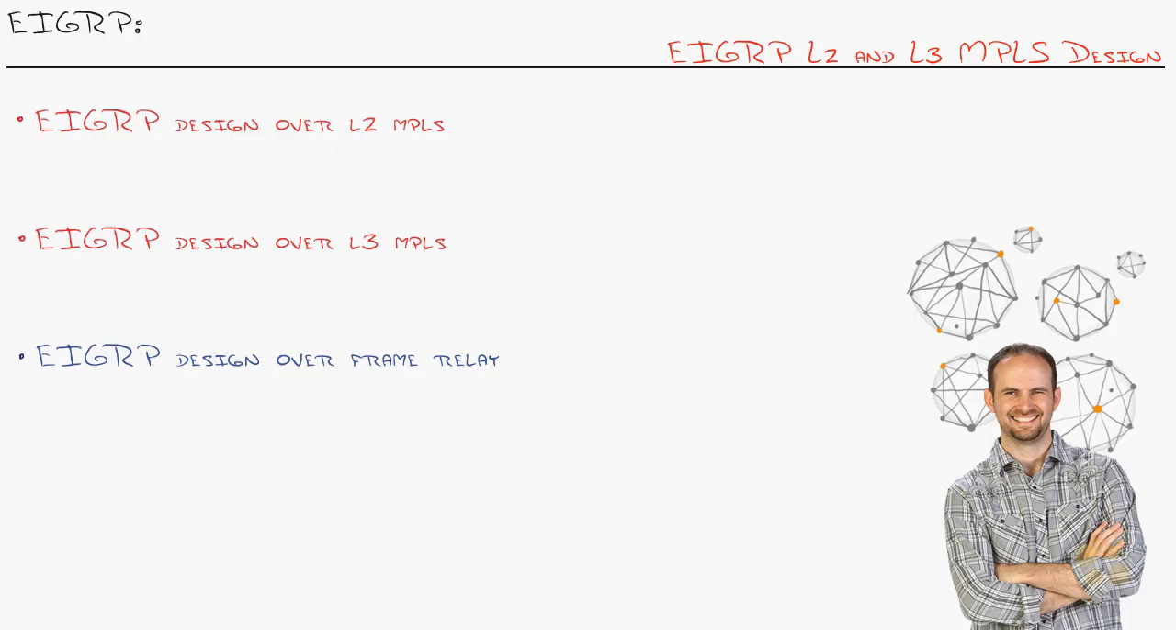So this nugget's a little bit of a bonus. You got to get an MPLS overview and see the EIGRP layer 2 and layer 3 design.